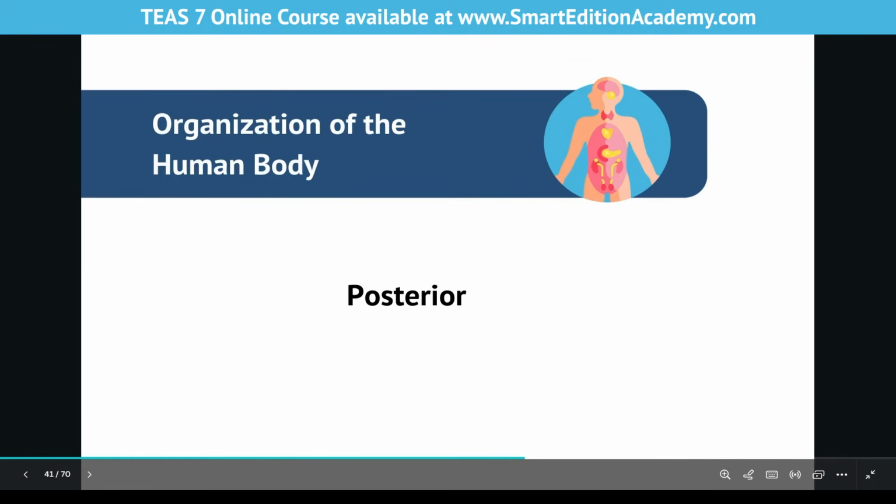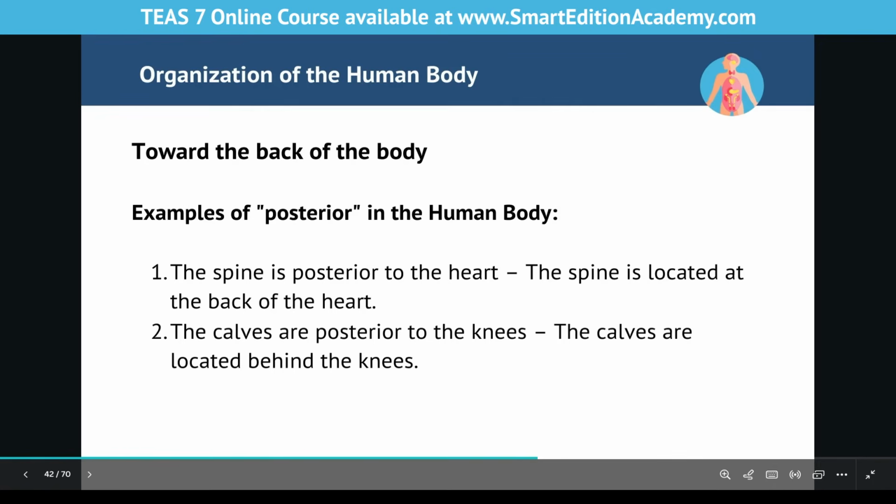Posterior. This means toward the back of the body. An example would be the spine is posterior to the heart. This means the spine is located at the back of the heart. The heart is in the front and the spine is behind it.